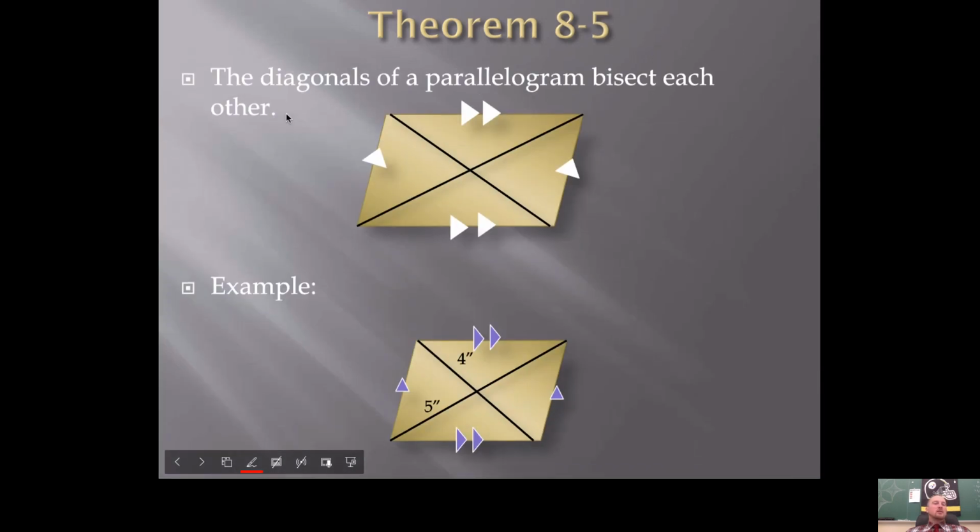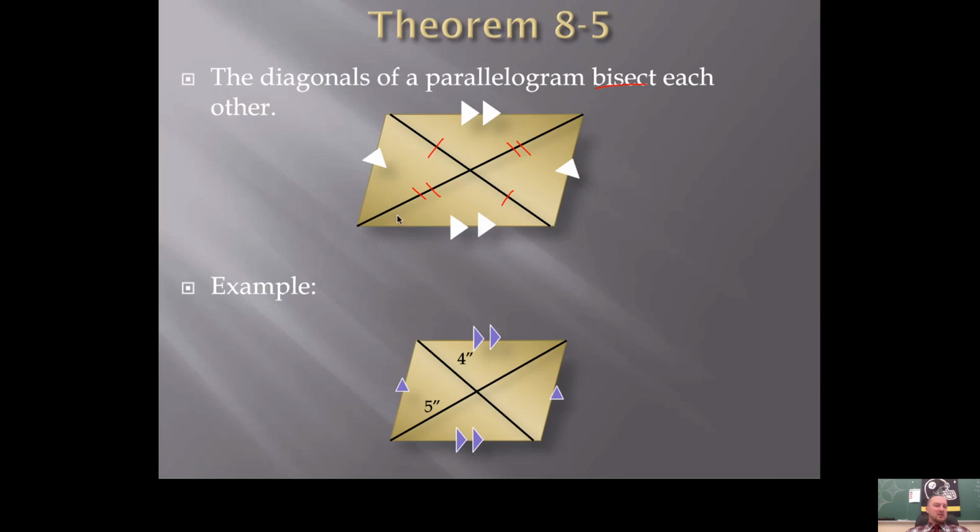Theorem 8.5. It tells you the diagonals of a parallelogram bisect each other. This shape is a parallelogram. These are the diagonals. Remember, bisect means split in half. So if these diagonals split each other in half, that means those two pieces are the same. And these two pieces might be different lengths than those, but they match each other. That's what bisect means. They split each other in half, and that's how you show it with the marks.